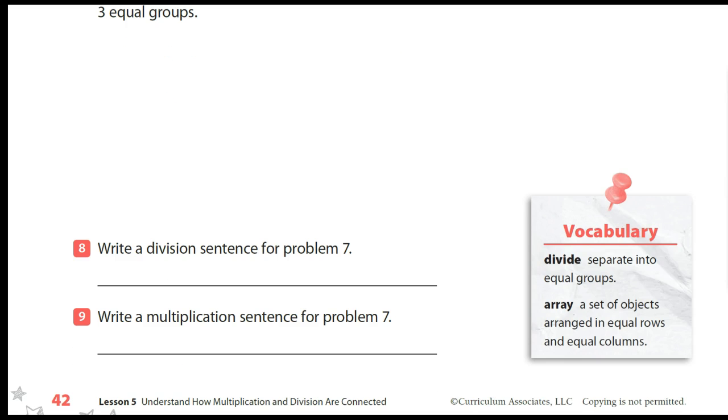Okay. Write a multiplication sentence for problem number 7. All right. How many groups do I have again? Times, well, there were 5 in each group, right? Equals 15. That was it.